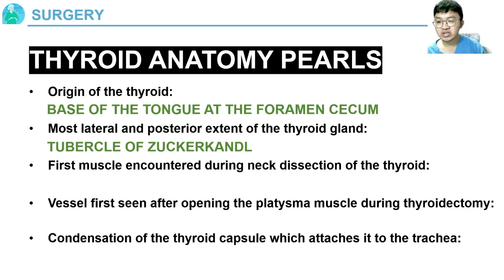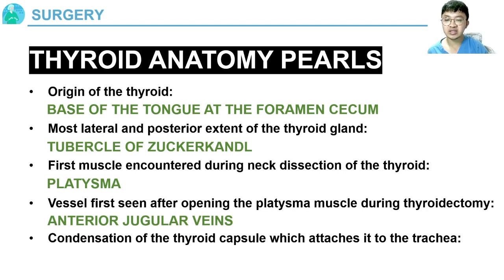Next, first muscle encountered during neck dissection of the thyroid, it is your platysma, which is a superficial muscle of your neck. Next, vessel first seen after opening the platysma muscle during thyroidectomy is your anterior jugular veins. Again, after opening the platysma, the first vessel you're going to encounter and you're going to ligate is your anterior jugular veins. Next, condensation of the thyroid capsule which attaches it to the trachea. So the thyroid capsule, when it goes to the back, it condenses and makes an attachment or a ligament called your ligament of Berry.